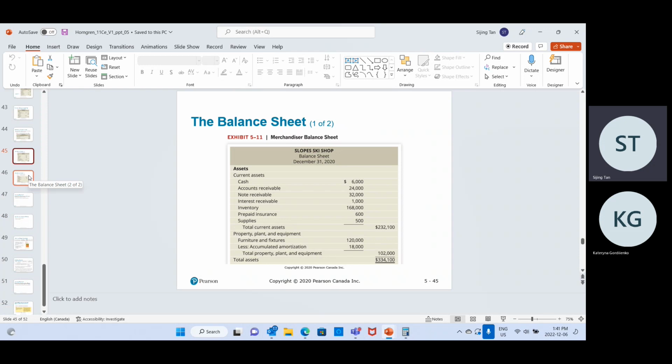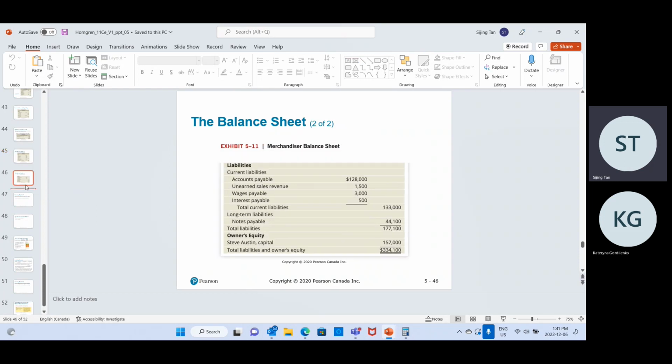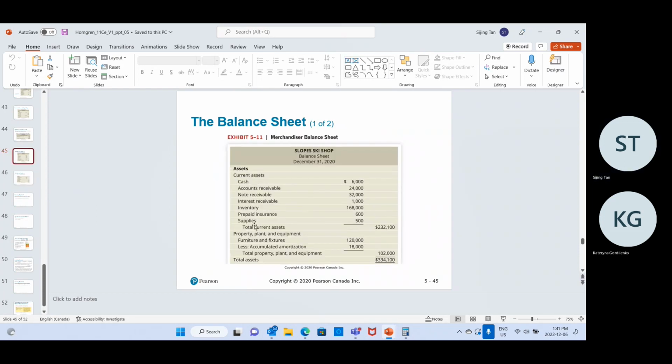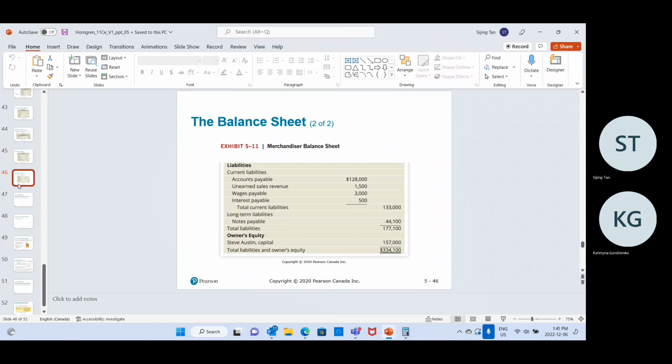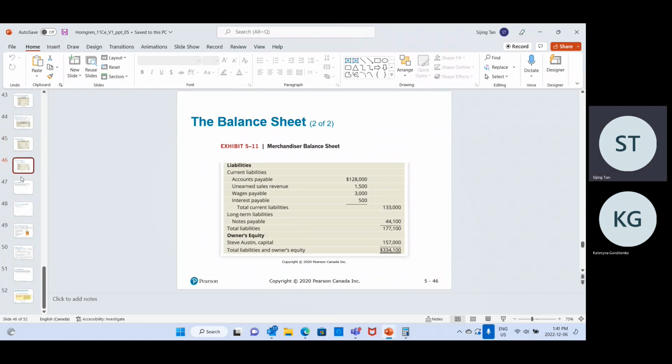Balance sheet. The balance sheet is similar to the one in chapter 4, except there's additional inventory under current assets. Right here, there's inventory under current assets. So the rest of the parts are the same.